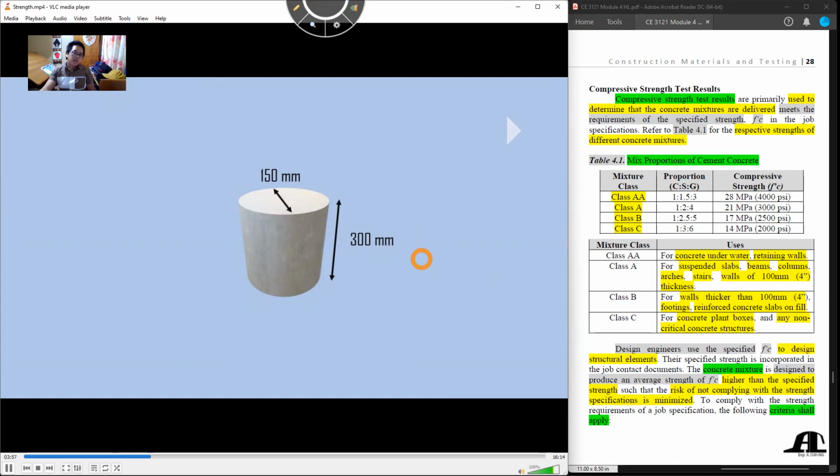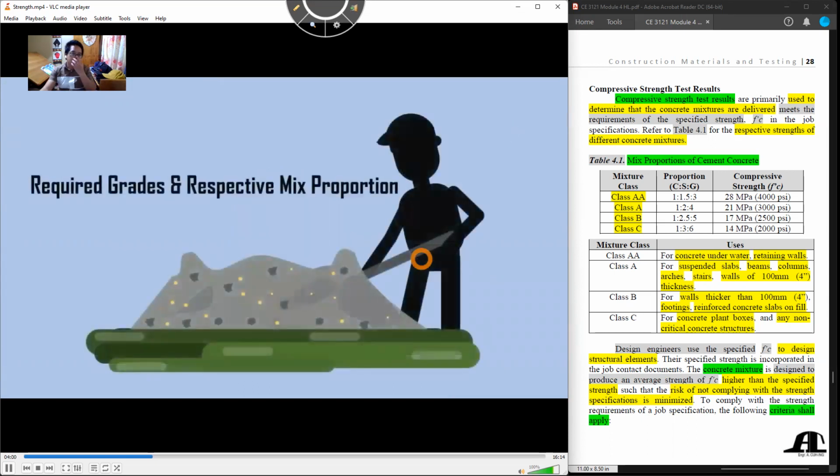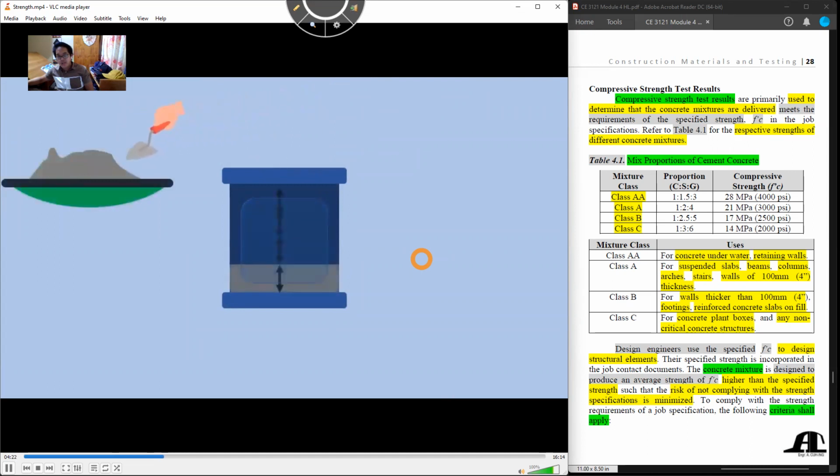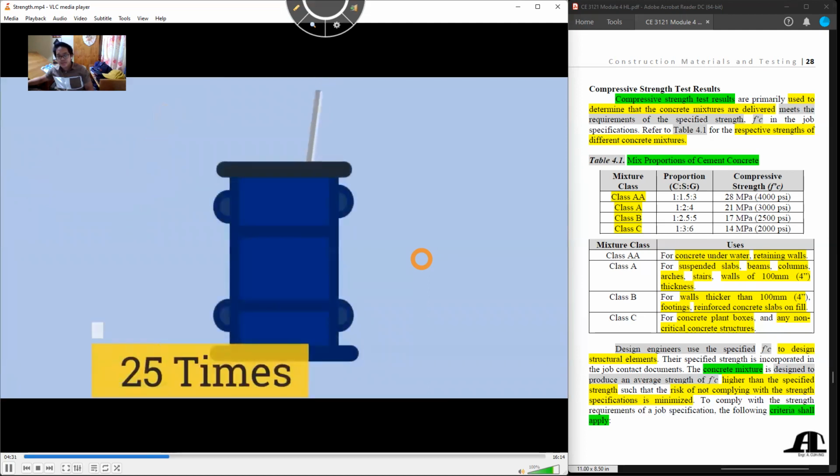Okay? Generally, the fresh concrete is prepared according to the required grades and the respective mix proportion. Once the fresh concrete is prepared, the inner surface of the mold is greased to avoid sticking of concrete. The prepared fresh concrete is then filled in mold in 4 layers. After filling each layer, tamping should be done for 35 times for cube and 25 times for cylinder use.